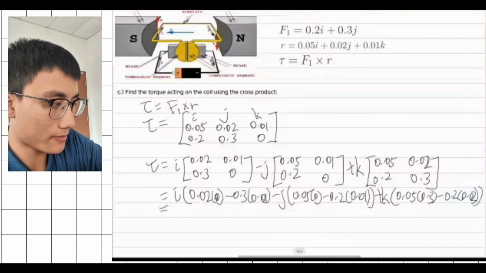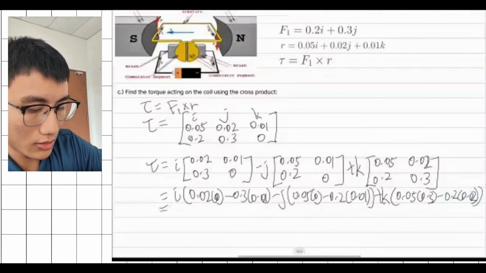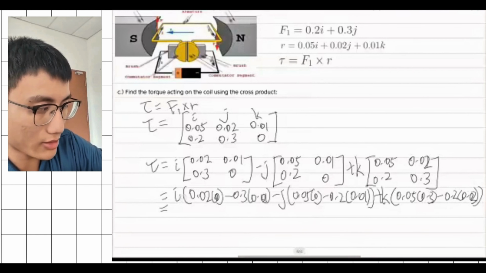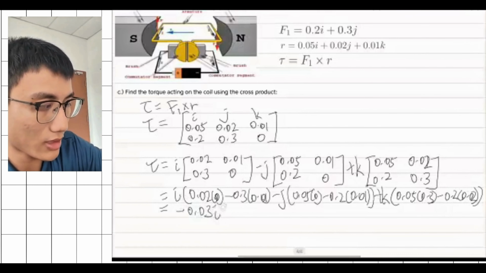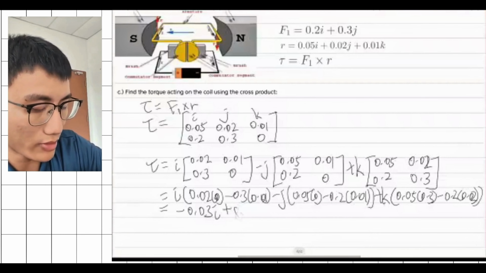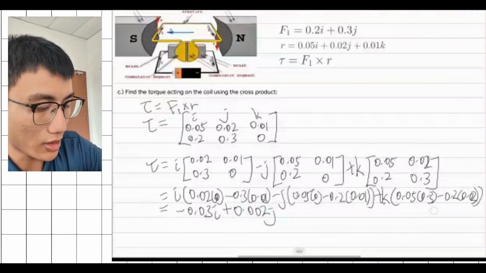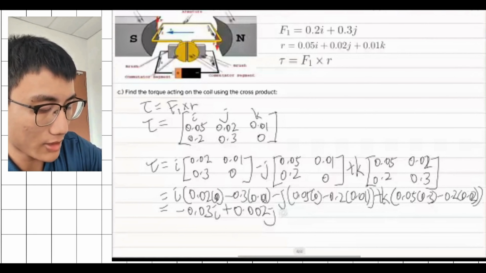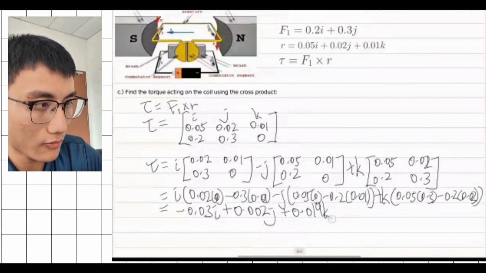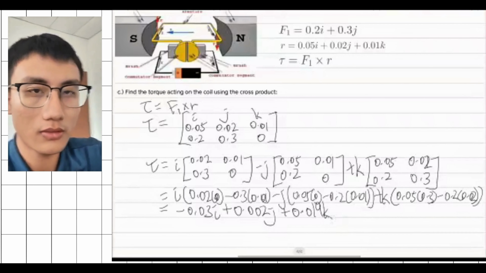And now we will get negative 0.03i plus 0.002j plus 0.019k for the final answer.